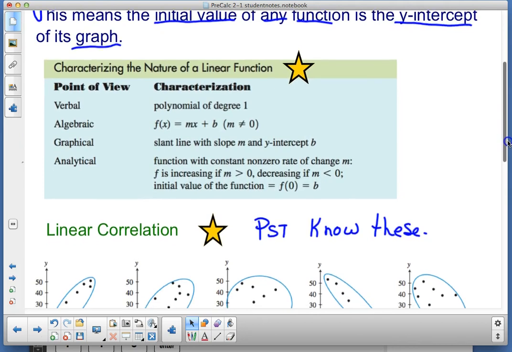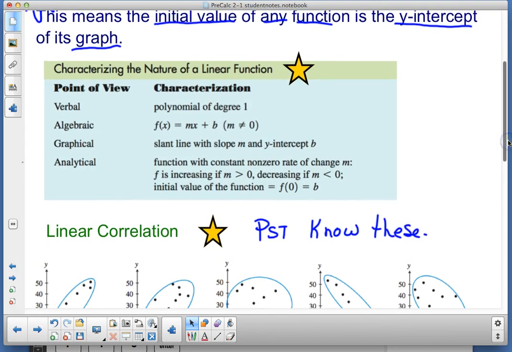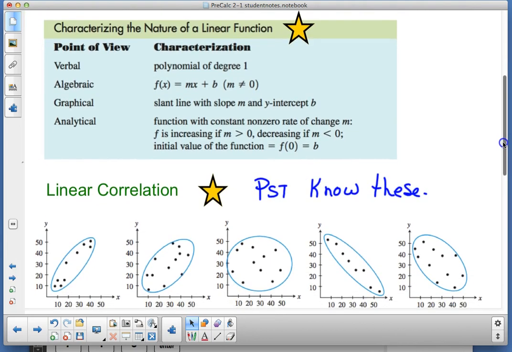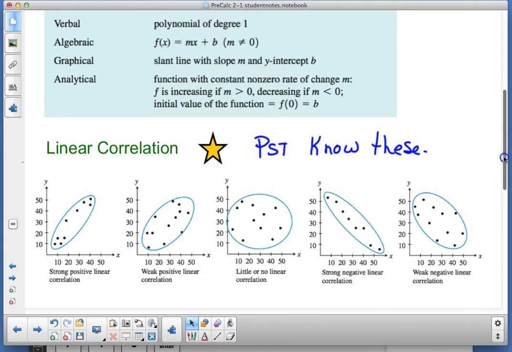Okay, characterizing the nature of a linear function. Verbally, it's a polynomial of degree 1. Algebraically, it's mx plus b. Graphing, it's a slant line with slope m and y-intercept b. Remember, it's a slant line, not a horizontal line, not a vertical line. Analytically, it's a function with constant rate of change, m. f is increasing if m is greater than 0, decreasing if it's less than 0. The initial value of f of x is equal to f of 0, which is b, the y-intercept, the place where it crosses the y-axis.